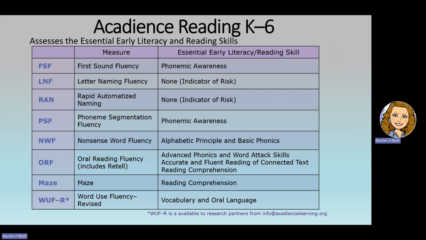Taking a look at this table, the right-hand column is the important one. It shows what is important to teach, the essential early literacy and reading skills. You can see the skills listed here: phonemic awareness, alphabetic principle and basic phonics, advanced phonics and word attack skills, accuracy and fluency, reading connected text, reading comprehension, and vocabulary and oral language. The middle column shows the Acadience reading measure that serves as an indicator of each of the skills, and the column on the left shows the abbreviation for each of the measures.